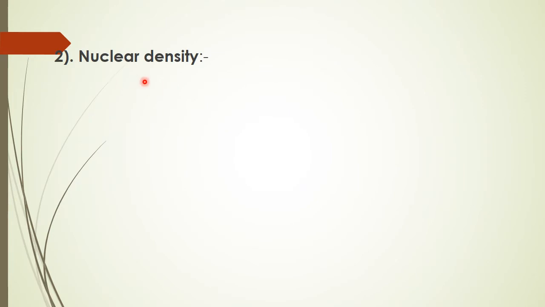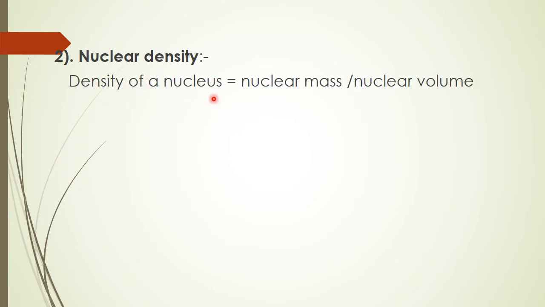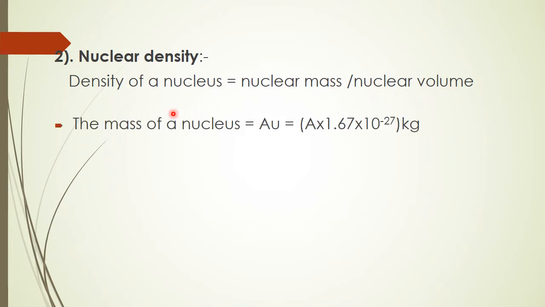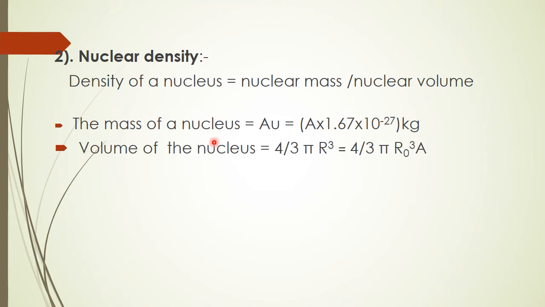Next is nuclear density. Density of a nucleus is nuclear mass by nuclear volume. So what is the mass of a nucleus? That is A times u, where A is the mass number and u is the atomic mass unit. So A × 1.6 × 10^-27 kilogram is the mass of a nucleus, and the volume of a nucleus is 4/3 πr³, that is equal to 4/3 π. r is substituted as r0 A^(1/3), so r³ is r0³ times A.